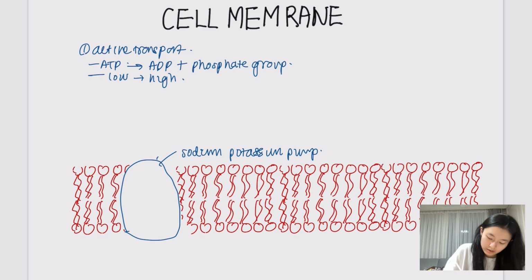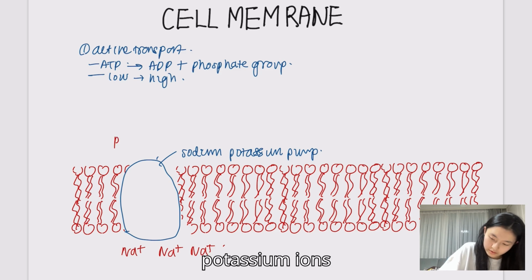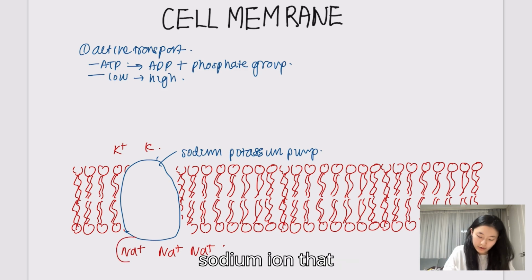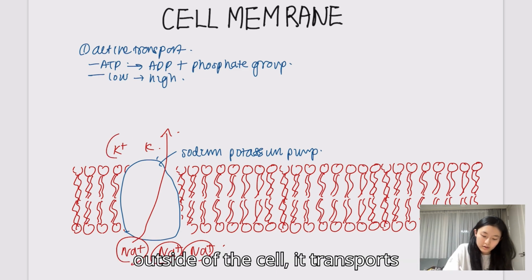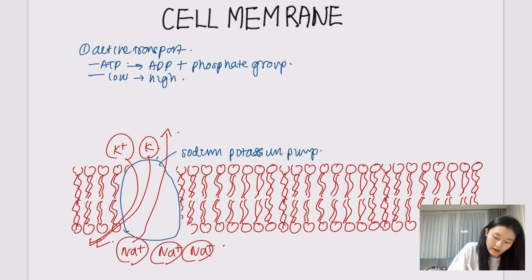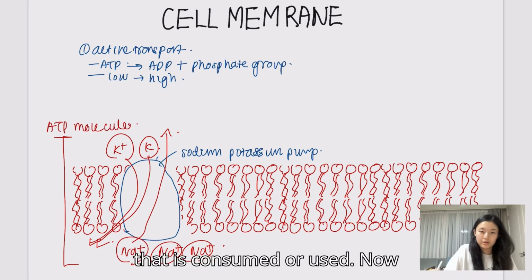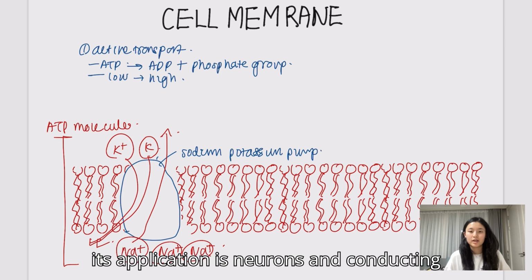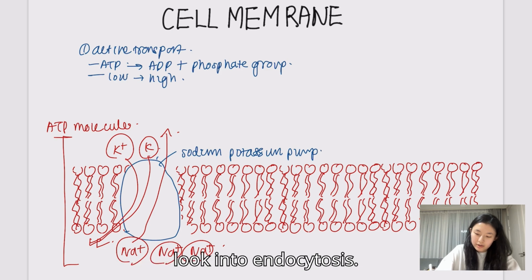So what happens is, let's say we have sodium ions here, potassium ions here. For every 3 sodium ions that are transported outside of the cell, it transports inwards every 2 potassium ions, and this is for each ATP molecule that is consumed. Now, this is crucial for maintaining the resting membrane potential, and a case of its application is neurons in conducting nerve impulses. Now, next we're going to look into endocytosis.